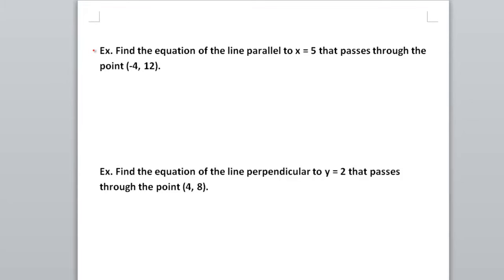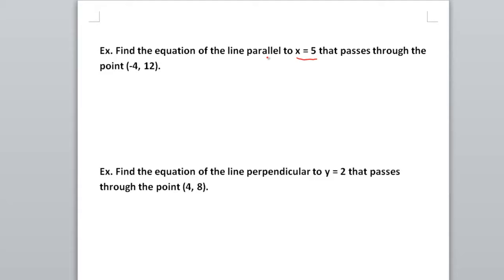Now let's look at this next problem. It says find the equation of the line parallel to x equals 5 that passes through the point -4, 12. So again, we're asked to find the equation of a line. What do we know about our line? We know that our line is parallel to x equals 5, and we also know that our line passes through the point -4, 12.